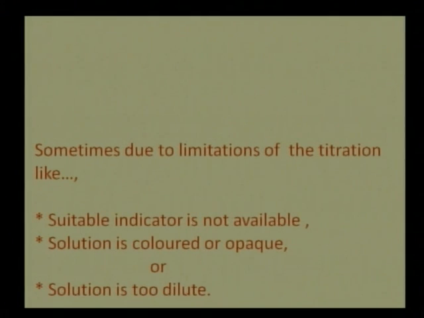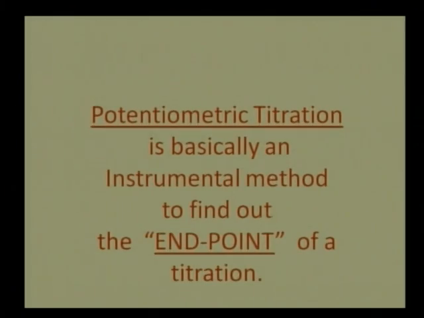So in that case we have to use instruments like a potentiometer. There are so many types of instruments: pH meter, potentiometer, conductometer. Now potentiometric titration is widely used in the laboratory. Potentiometric titration is basically an instrumental method to find out the endpoint of the titration.